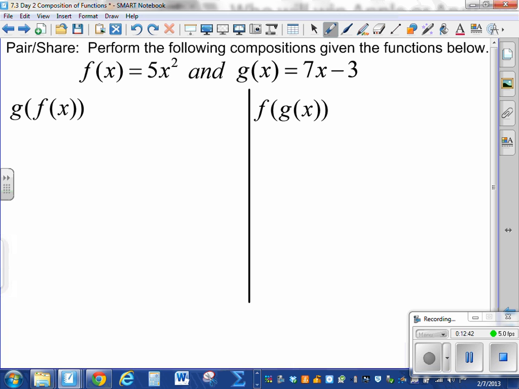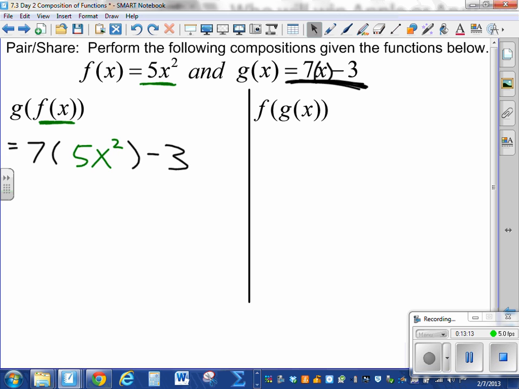Let's see here. G of f of x. So you're going to write your g first. G is going to be 7 blank spot minus 3. Remember, this is your g function, and you are putting a blank spot on your x. So you want your f of x on the inside. F of x is this, so that's going to be your 5x squared.